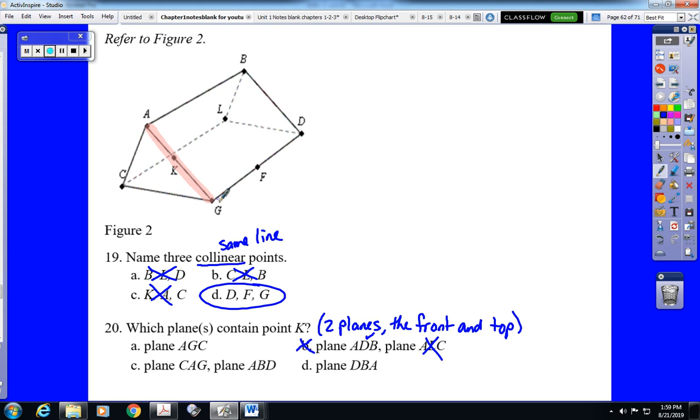AGC, or CAG does contain point K, as does ABD, which is this rectangular shaped plane. So the best answer is C. Technically, A is not incorrect, nor is D. However, they are not fully answering the question, so the correct answer would be C. Next video will resume with number 21.